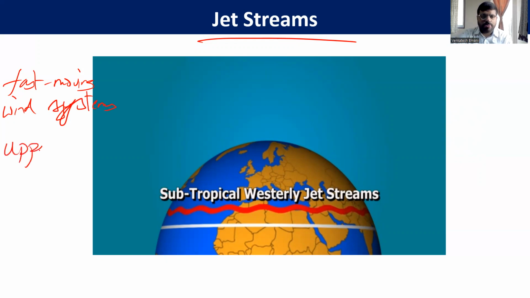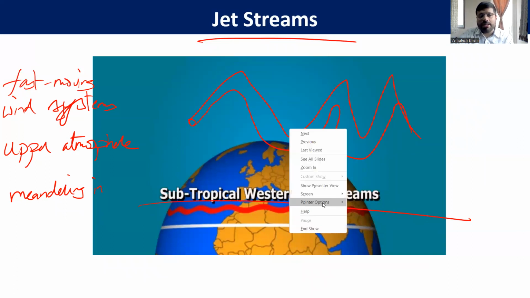Observed in the upper atmosphere. Fast moving wind systems in the upper atmosphere, which are very, very meandering in nature. So you can see here, they blow like this in the upper atmosphere. This is the ground level. In the upper atmosphere, they meander a lot. So these are the jet streams.